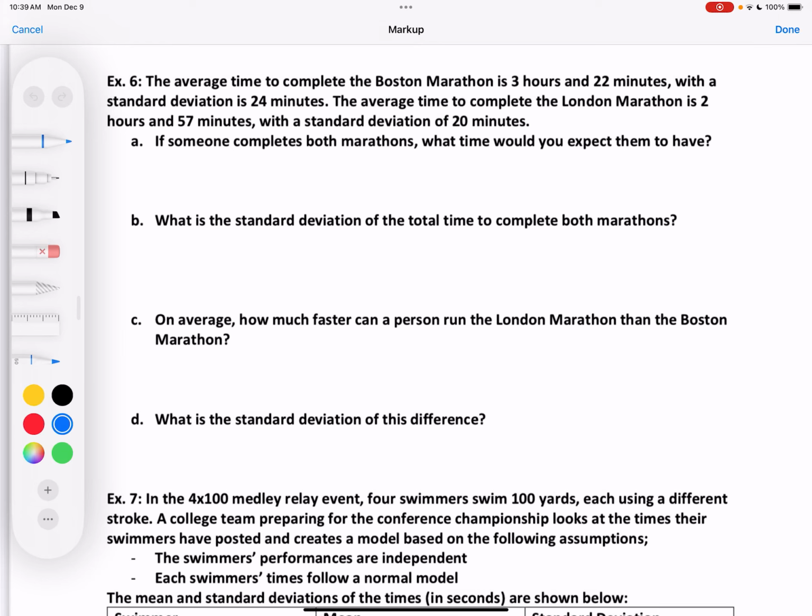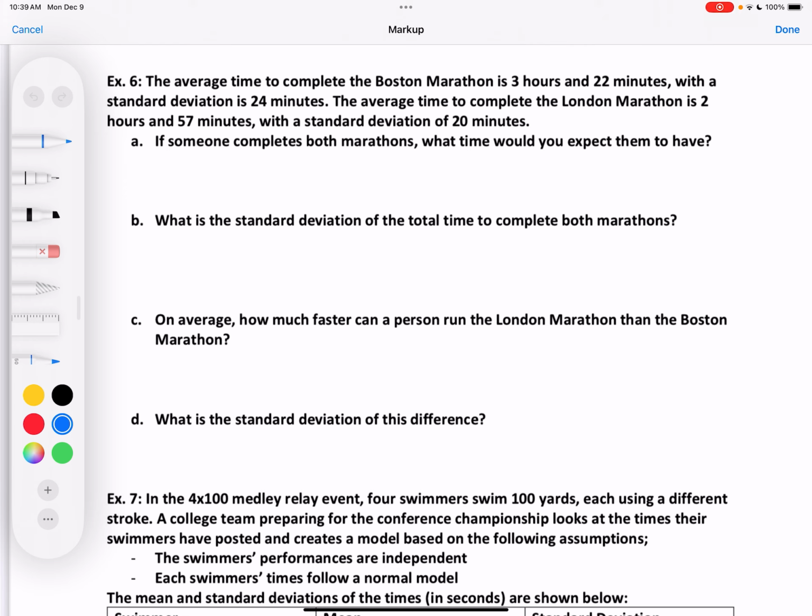The average time to complete the Boston Marathon is 3 hours and 22 minutes with a standard deviation of 24 minutes. The average time to complete the London Marathon is 2 hours and 57 minutes with a standard deviation of 20 minutes. If someone completes both marathons, what time would you expect them to have? So this is like the time of the two added together, basically.